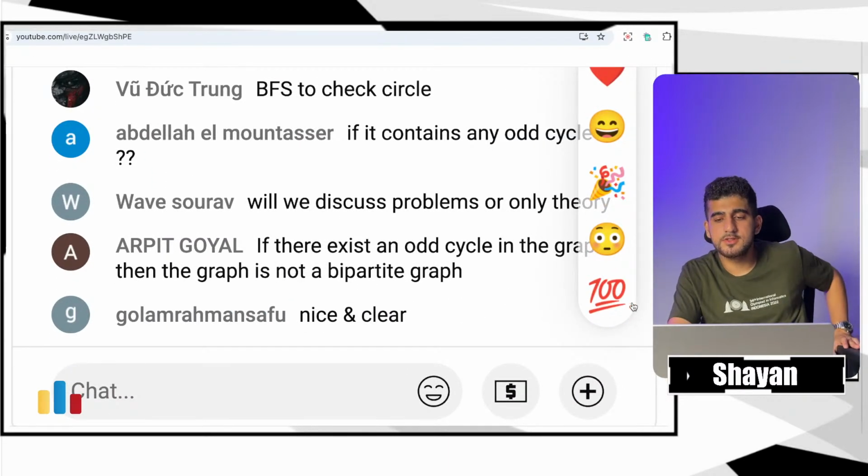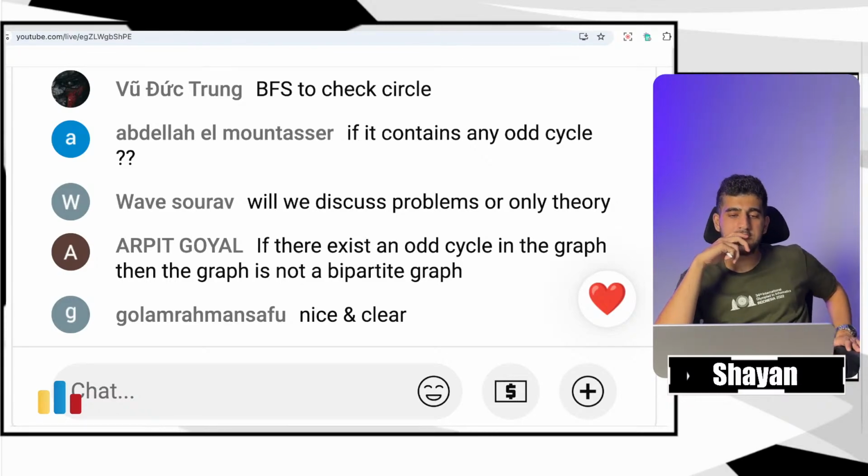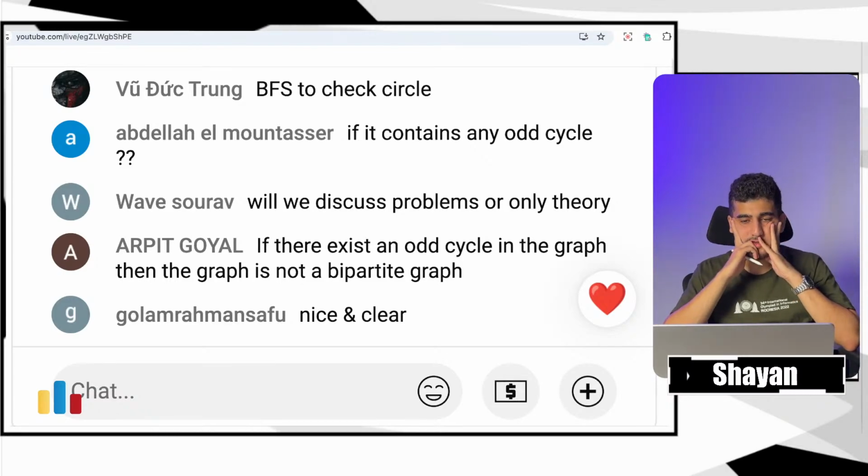Nice. If it is clear, please use this emoji or say that in the chats. And feel free to ask questions if you had any questions.